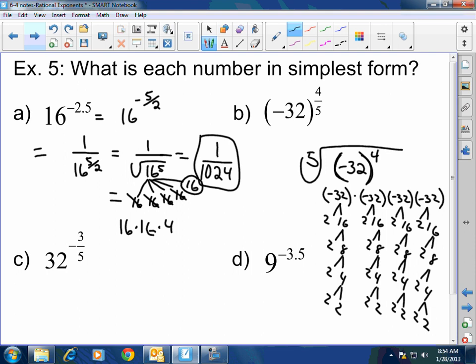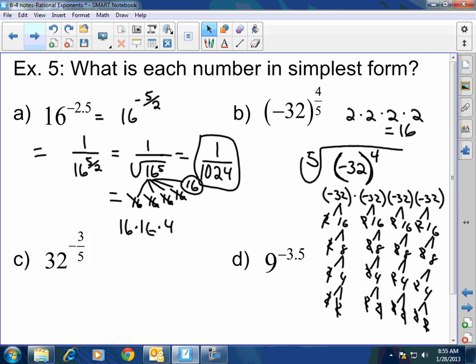Remember, every set of 5 2's comes out as 1. So I've got 1, 2, 3, 4, 5. So that's 1, 2. Then 1, 2, 3, 4, 5. Another 2. 1, 2, 3, 4, 5. Another 2. 1, 2, 3, 4, 5. Another 2. And my answer would be 16. Now that's the way we just did it.